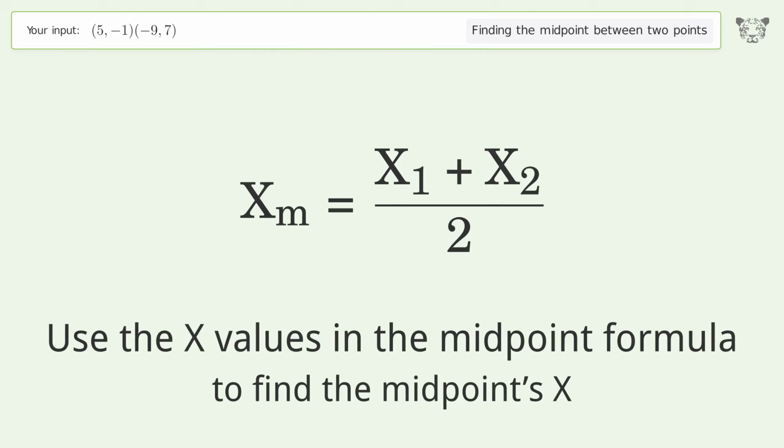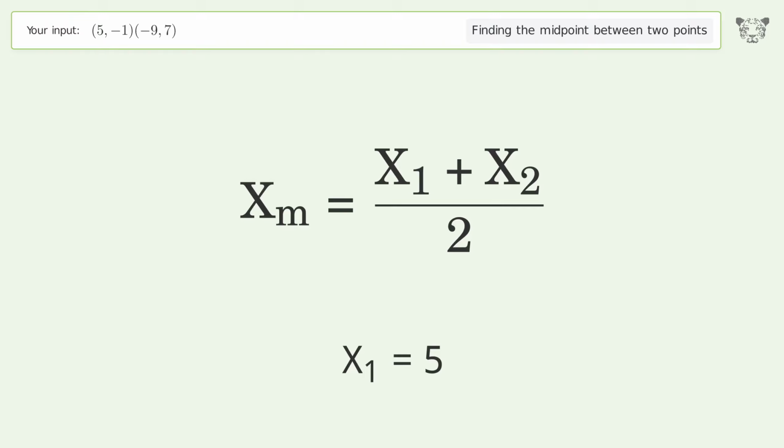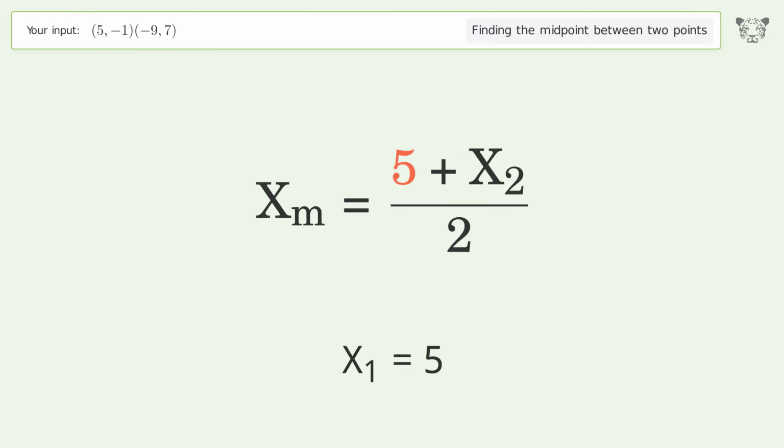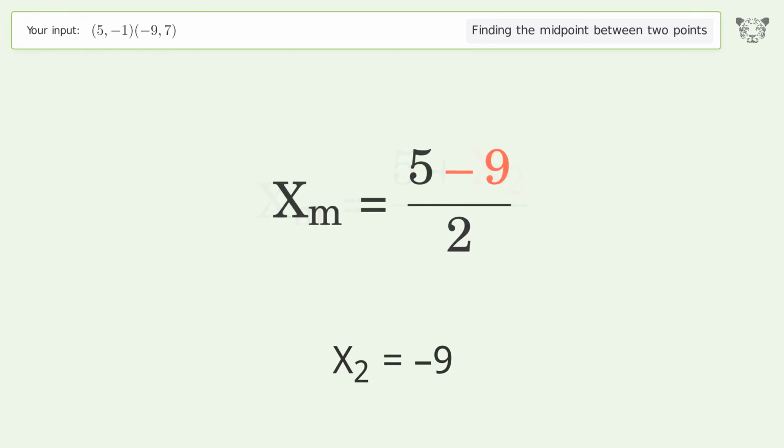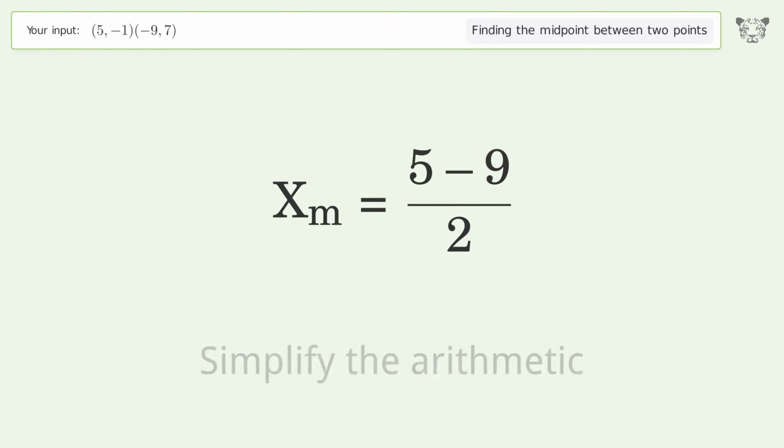Use the x values in the midpoint formula to find the midpoint's x. x1 equals 5. x2 equals -9. Simplify the arithmetic.